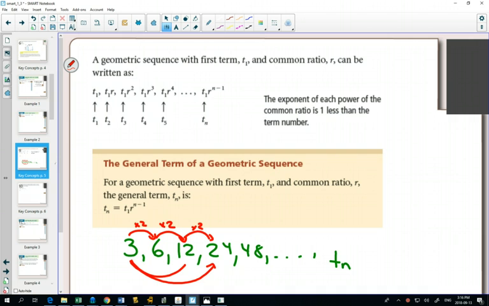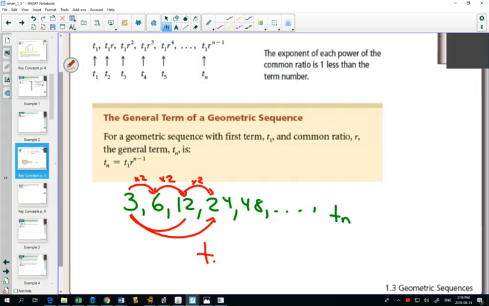And if I want to find any term in this sequence, does it make sense that you would take your first term, which is 3, and multiply by 2 some number of times? Well, if I want to find the 5th term, I multiply by 2 4 times. If I want to find the 8th term, I would multiply by 2 7 times. If I want to find the nth term, I'd multiply by 2 n minus 1 times.